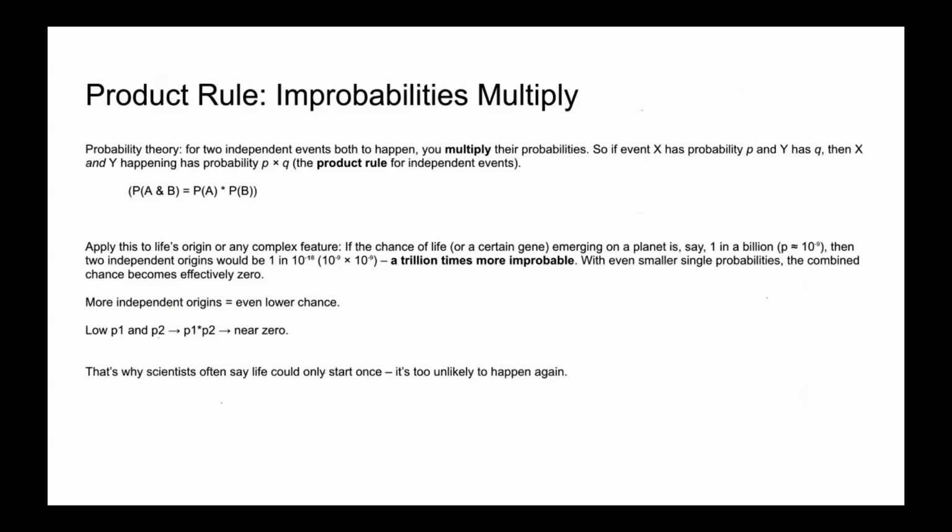So this slide just goes through the same thing, but just to break it down, what this is basically saying is the product rule. The product rule states that for two independent events, for them both to happen, you multiply their probabilities, right? So if event X has probability P and Y has probability Q, then X and Y happening at the same time has a probability of P times Q. This is the product rule for independent events.